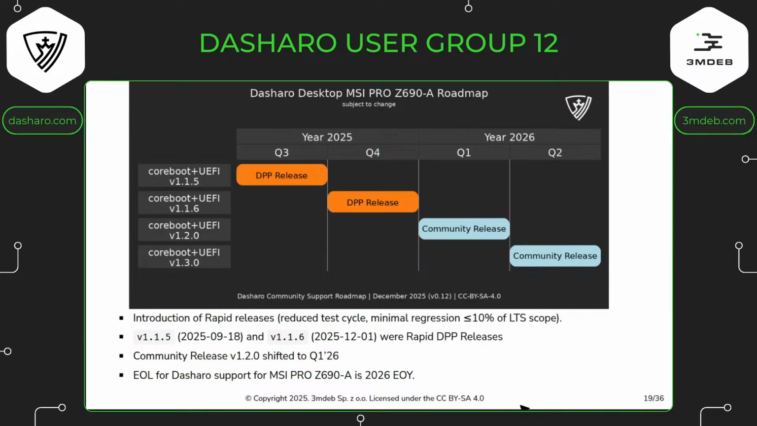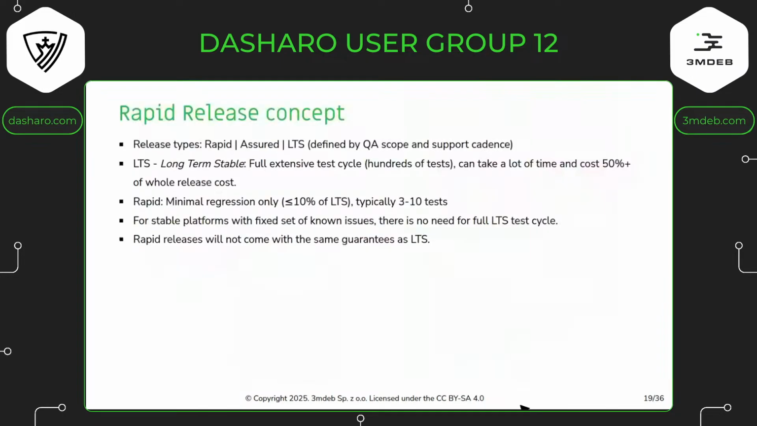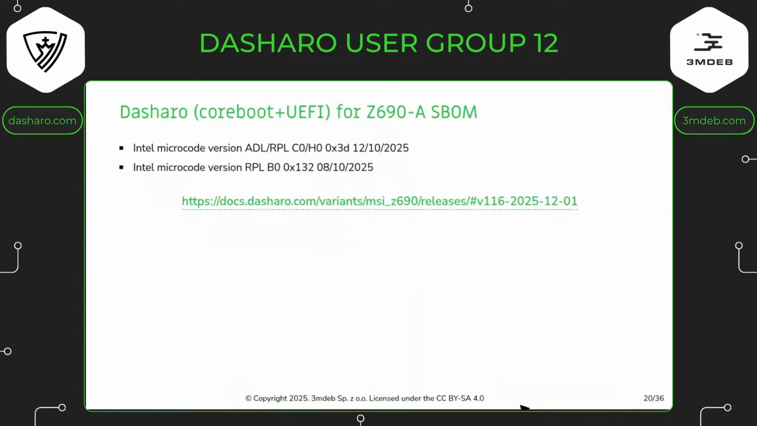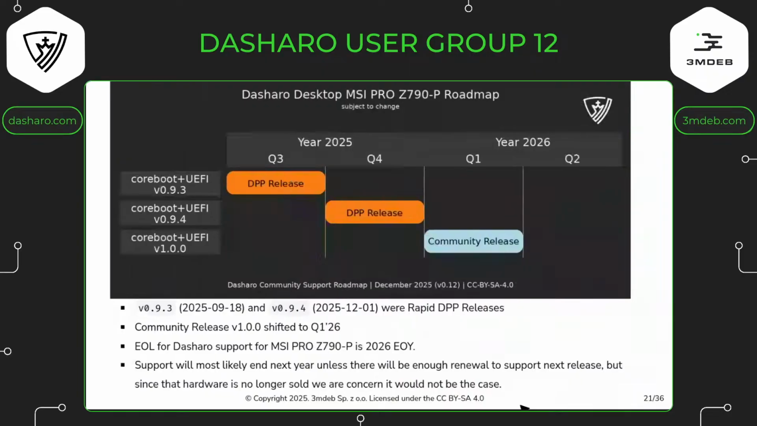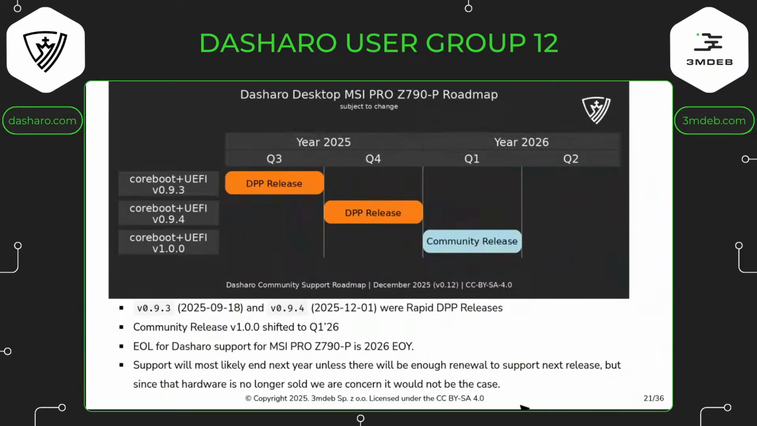And I guess that's the explanation of the Rapid release concept, which is essentially what I already said about minimal testing. This is information about which version of the microcode we updated to in 1.1.6. And yeah, this is information about the Z790 release cycle, which essentially mimics the Z690A. So we will have a community release in Q1, and we had 0.9.4, which addressed the microcode piece.